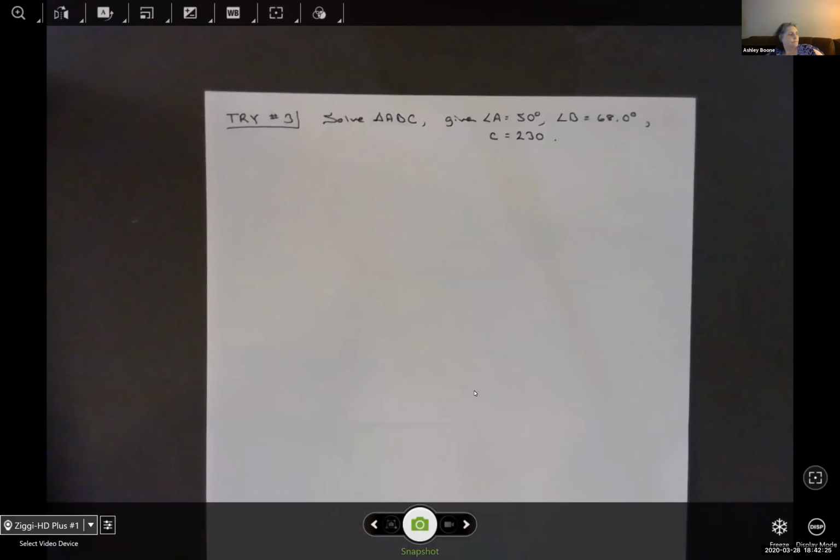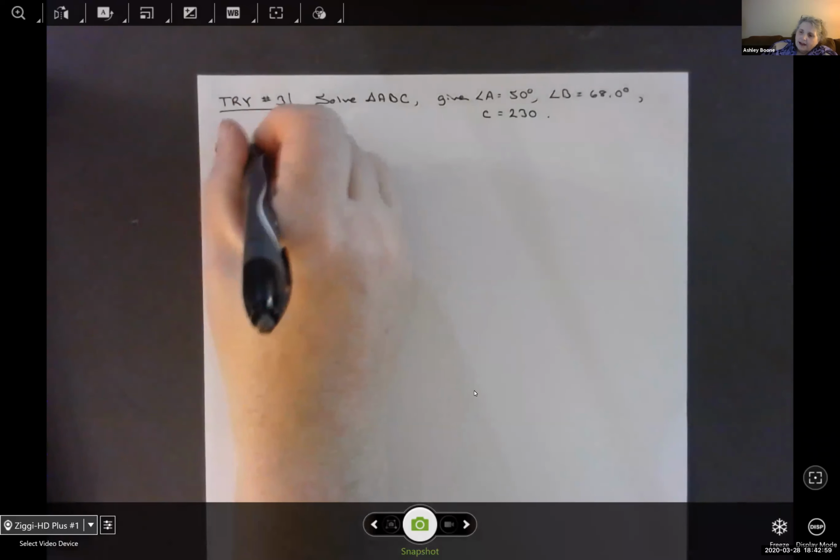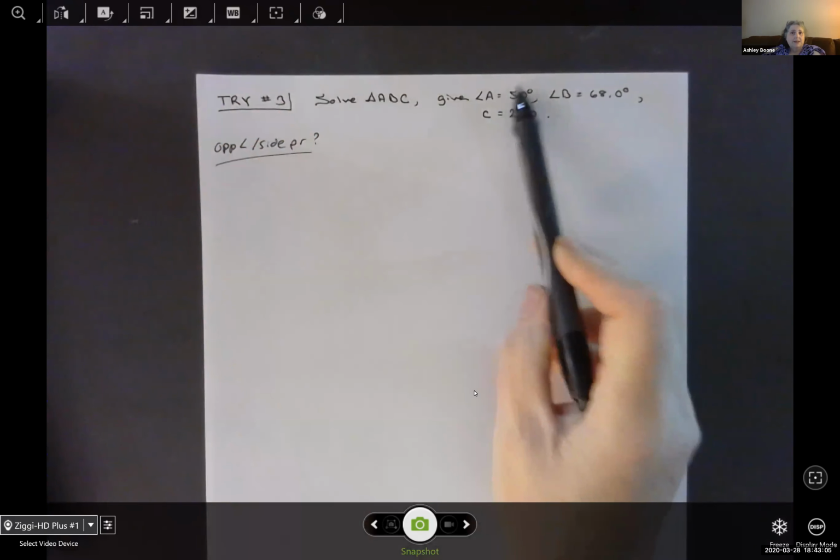All right. Our third try problem. We had 4 in this section that we looked at. We want to solve a triangle. We weren't given the triangle itself, but we were just given some information. Angle A is 50, angle B is 68, and side C is 230. Well, if I look at this, I don't know anything. I know it's not a right triangle, so I can't use ratios. Do we have an opposite angle-side pair? Not given, because I have angle A and angle B, and I don't have side A or side B.